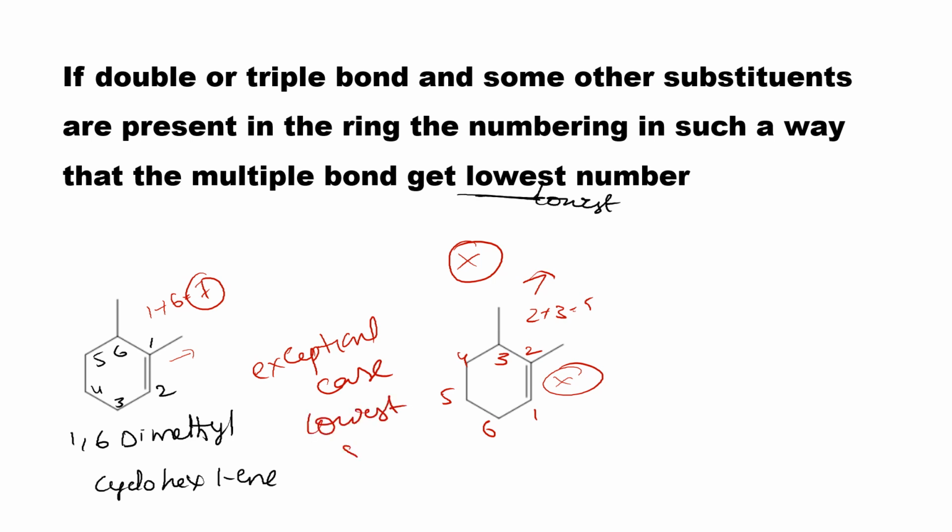In the lowest sum rule, you should keep this type of question in your mind. There is a possibility of this type of question being asked in numerical form also: what is the sum of the substituent locants? So here the sum of the substituent locants is 7, not 5. Why? Because it is an exceptional case of the lowest sum rule.